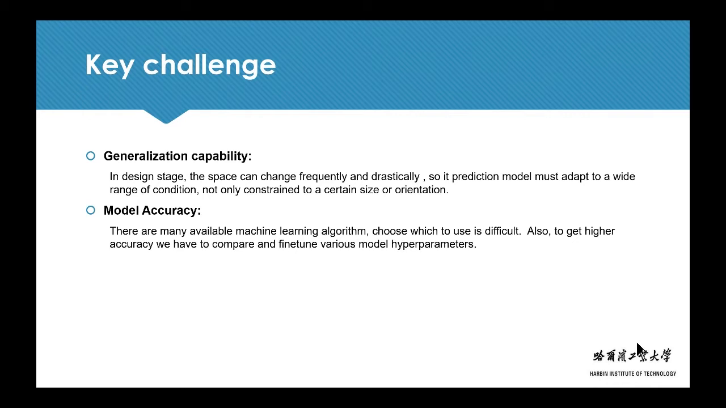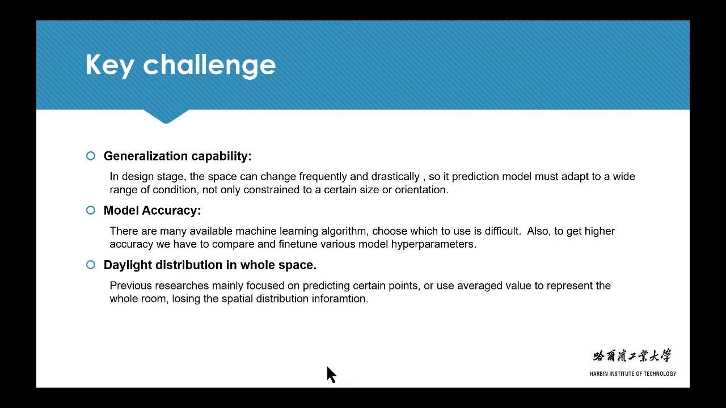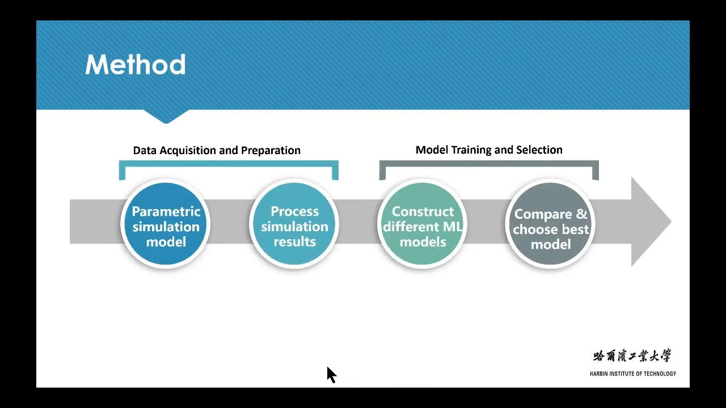The third is about the daylight prediction problem itself. Previous researchers mainly focused on predicting certain points or used average values to represent the whole room, ignoring the spatial distribution information. Our method workflow consists of 2 parts and 4 steps, from data acquisition and preparation to model training and selection.